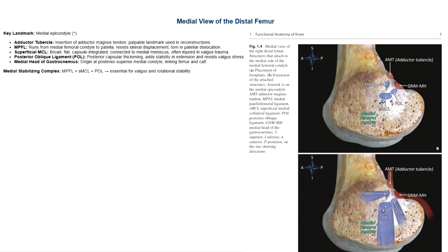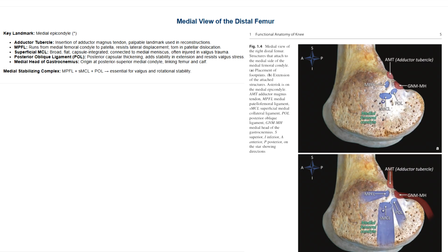When you look at the second image, figure 1.4b, you can see these structures in color, making their trajectories crystal clear. Together, the MPFL, sMCL, and POL form what is called the medial stabilizing complex. This system is essential for preventing valgus collapse and excessive external rotation of the tibia.